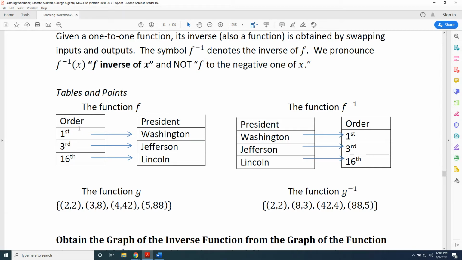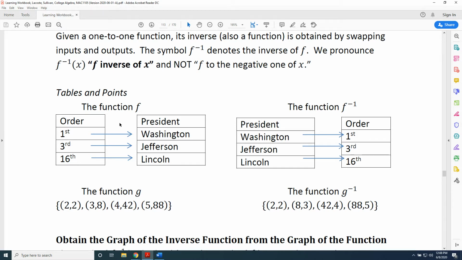All right, on the left, we have a function f. This is a mapping, also known as an arrow diagram, where the input is the order that a person was the United States president, and the output is the last name of that person. So the input first leads to the output, Washington, and so on and so on. This function might be useful as an app in a US government class. If someone says, who was the 45th president of the United States, you could enter it into the app and it would tell you the last name.